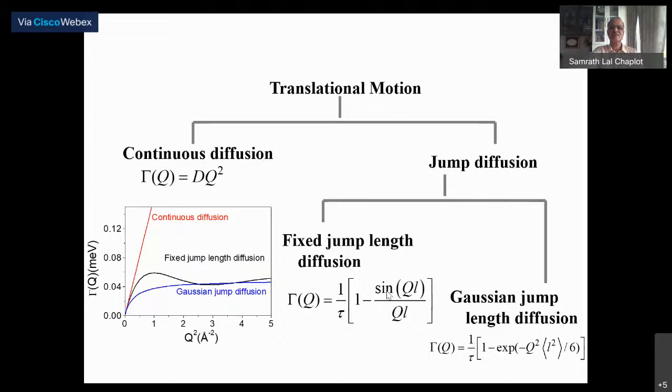For example, the fixed jump length diffusion has some oscillatory behavior because of the sine theta over theta kind of function, so you have some oscillations in Q. The Gaussian one doesn't have an oscillation; it is just exponential, building up, and tends to such a distribution. So this is a Gaussian jump distribution versus a fixed jump length diffusion. If you have continuous diffusion, then as you know, this will just continuously keep going.